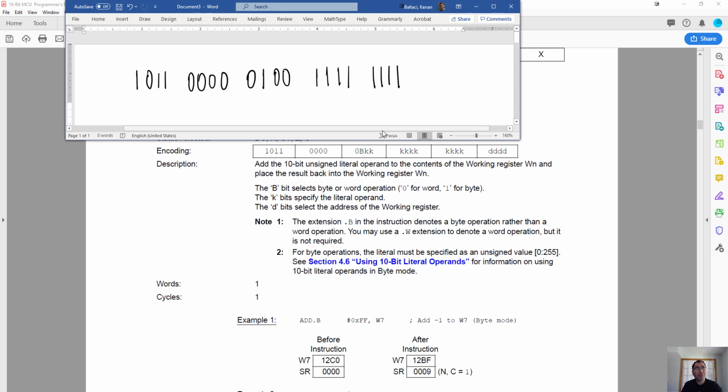Okay, so now I've put in all 10 bits of K, and then the destination. Again, D bits select the address of the working destination. Our working destination is W7. Again, we have 4 bits, and W0 is 0000, and W15 is 1111. So whatever is in between, you can find the address easily. So 7 can be represented in 4 bits as, obviously, 0 1 1 1.